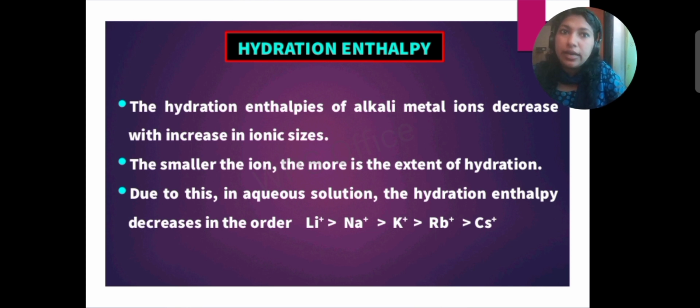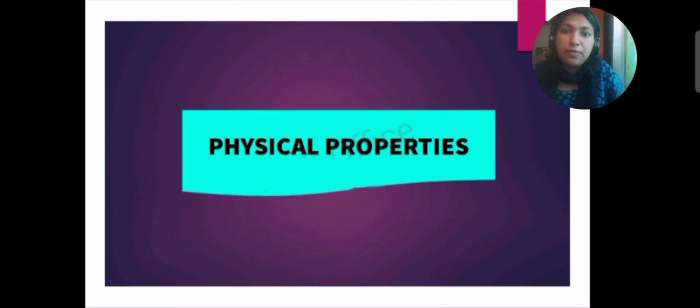So in aqueous solution, the hydration enthalpy of the ions decreases in the order Li plus greater than Na plus, greater than K plus, greater than Rb plus, greater than Cs plus. Lithium has high hydration enthalpy because of its smaller size; it can form a greater extent of hydration. So the hydration enthalpies of alkali metal ions decrease with increasing ionic sizes. The Cs plus ion has a low hydration enthalpy, whereas the Li plus ion has a higher hydration enthalpy.